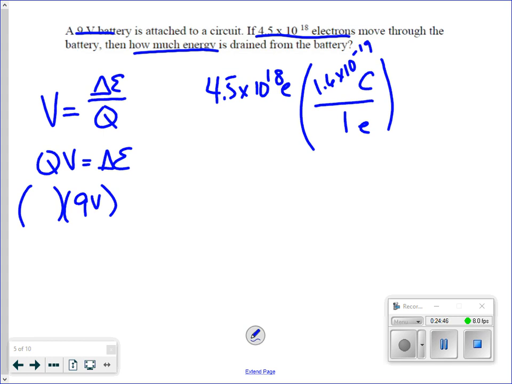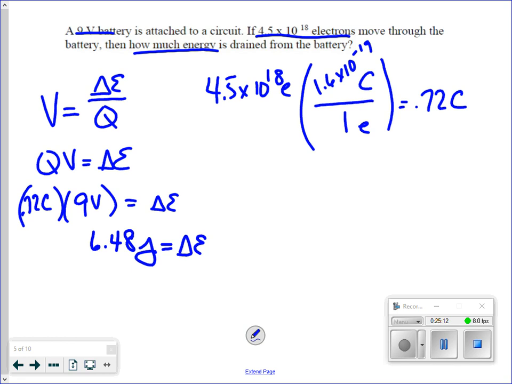So let's see if I can type this in correctly the first time I go to do it. 0.5, 18. All right. So I get 0.72 coulombs. Let's see if I can fit that in here. I can. Woohoo! All right, this will give me my delta E. And so let's times that by 9. And I get 6.48 joules is the unit for energy. And there you go.